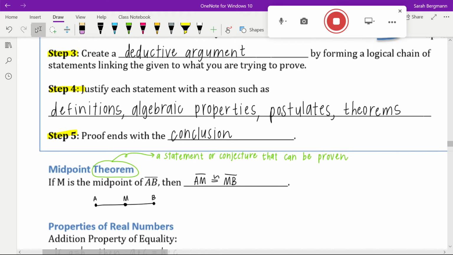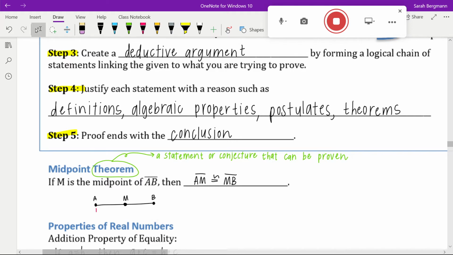One theorem that you guys can understand right now is called the midpoint theorem. And just so you know, a theorem is a statement or a conjecture that can be proven. You already know the Pythagorean theorem. This is a different theorem called the midpoint theorem. And it states if M is the midpoint of segment AB, then segment AM is congruent to segment MB. So since it's a theorem, it means that it's always true. So I have a picture here, and we're going to figure out why this is always true.